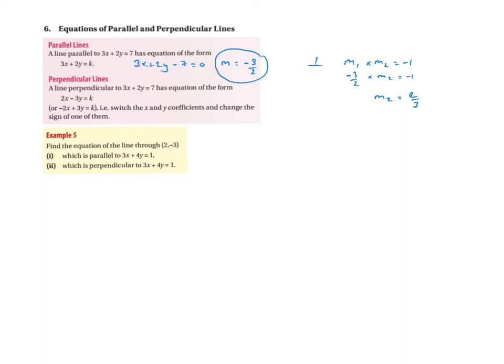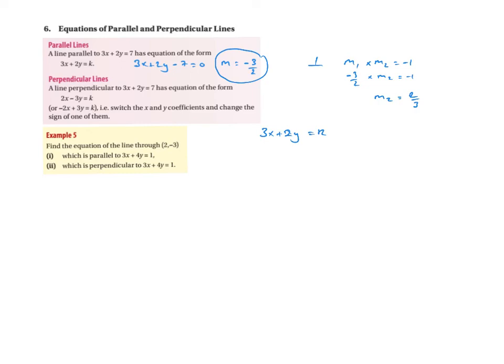Now there's a nice easy way in order to solve this. You don't have to worry too much about that. What you have is, suppose I have 3x plus 2y is equal to k. In order to find the perpendicular, what I do is I switch the x and the y values round, and I change the sign of one of them.